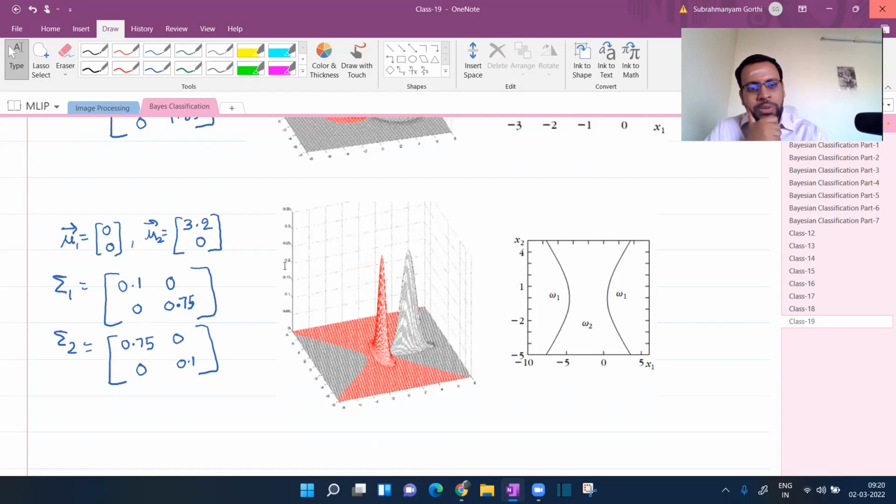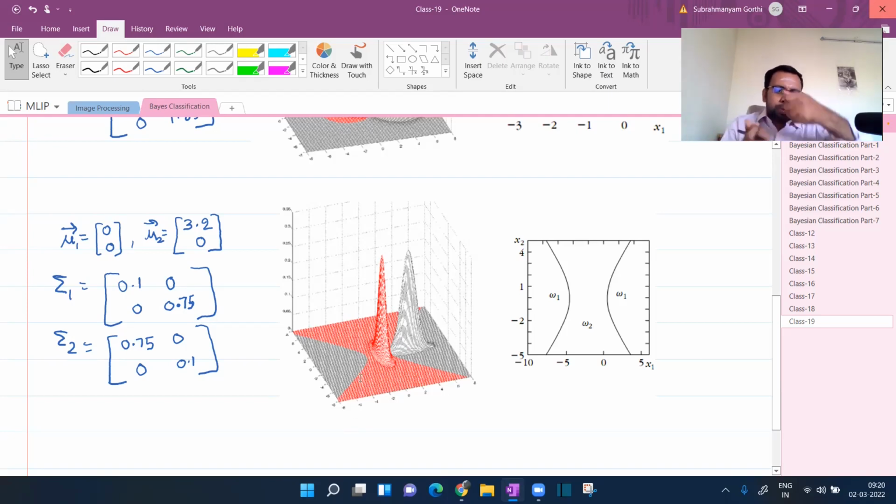This is another possibility where the first class has 0, 0 mean and the second class has a mean of 3.2, 0. That means at 0, 0 you have the center of your first distribution, x1 equal to 0 and x2 equal to 0. The next one is at x1 equal to 3.2 and x2 equal to 0. Then look at these covariance matrices. Again, these are statistically independent feature vectors. For the first one, along x1 it is 0.1, along x2 it is 0.75.